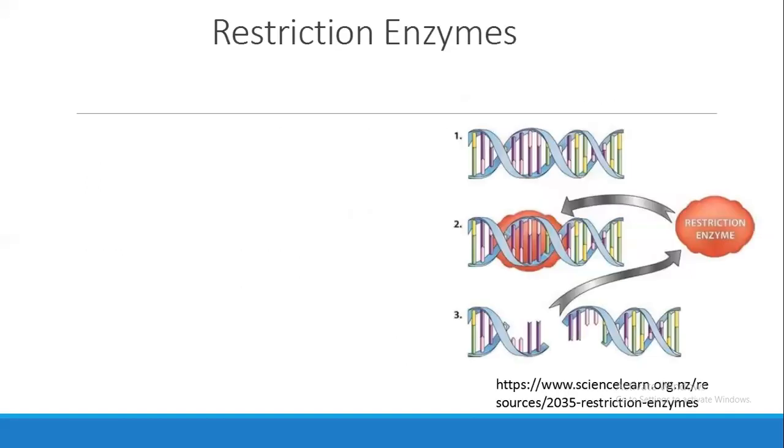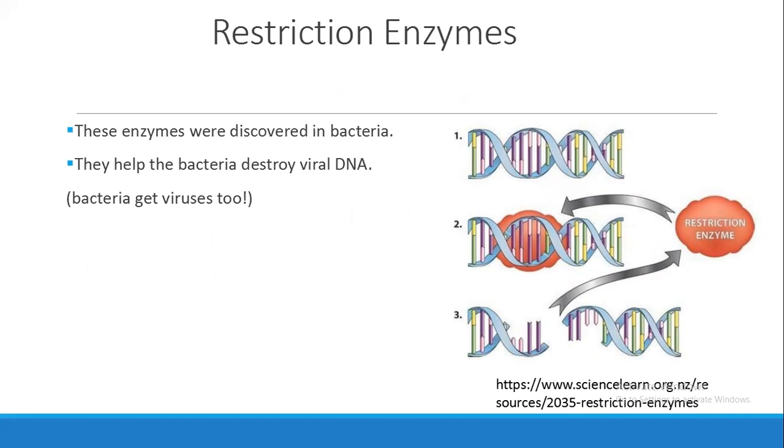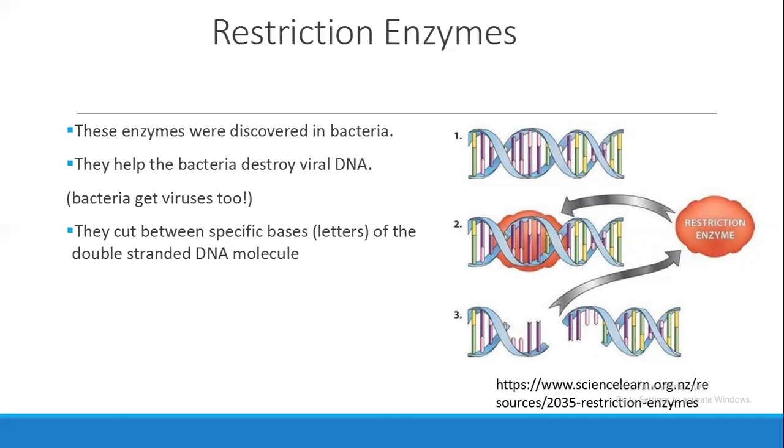Restriction enzymes were discovered in bacteria; the very first restriction enzyme was found in bacteria. They help the bacteria destroy viral DNA. It is a natural process in which bacteria destroy viral DNA, for example with a plasmid. A plasmid is a bacterial circular DNA. Bacteria use these enzymes to cut between specific bases, letters of double-stranded DNA.